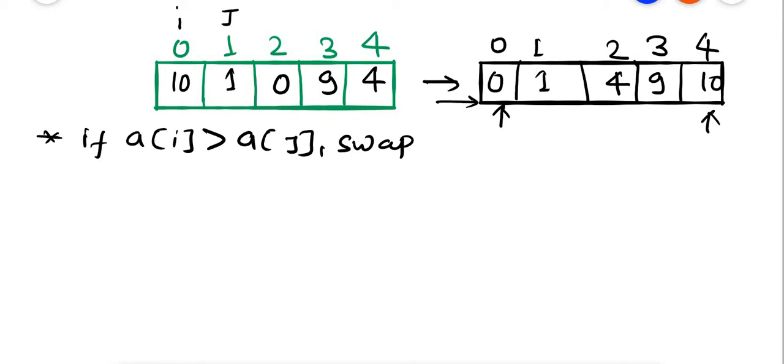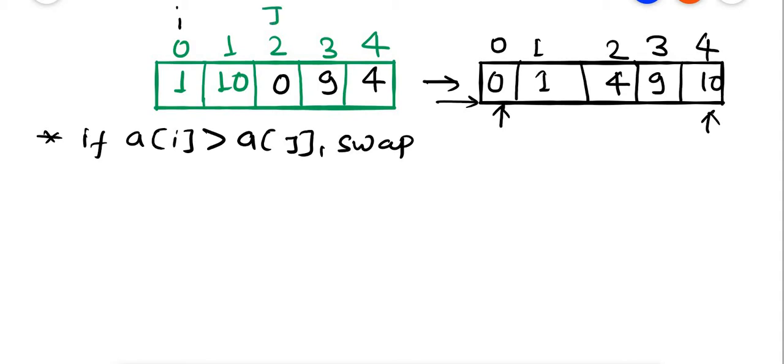So let us see. 10 is greater than 1. If 10 is greater than 1, then we have to perform the swapping operation. I'll swap these values. Now we'll have 1 here and 10 at this position. After swapping, increment the index of j. So the new index of j will be 2.